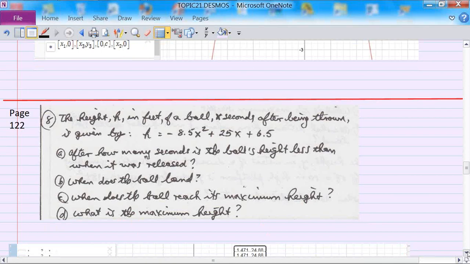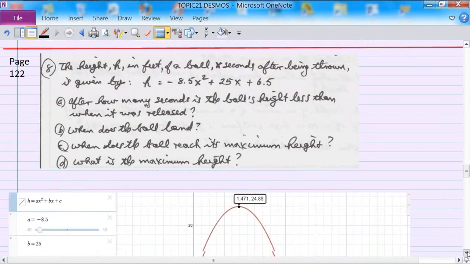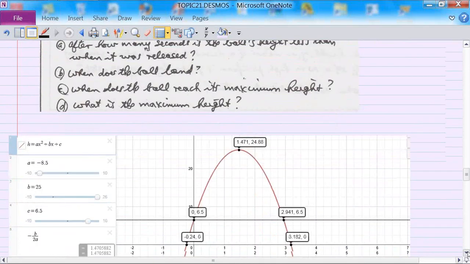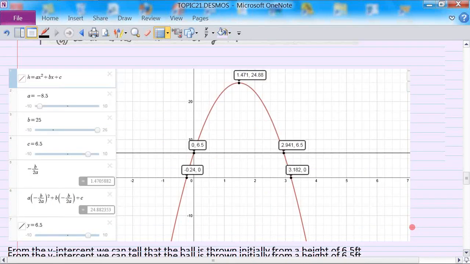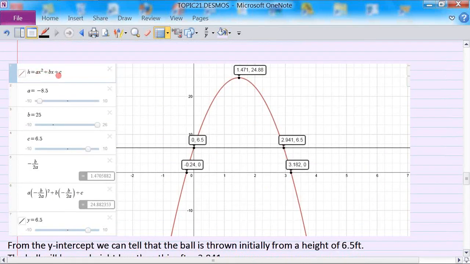Well, this is where Desmos comes in really very useful. What I've done here is to enter the quadratic equation right here. I put in the coefficients given: A is minus 8.5, B is 25, and C is 6.5. So I immediately get this graph right here.